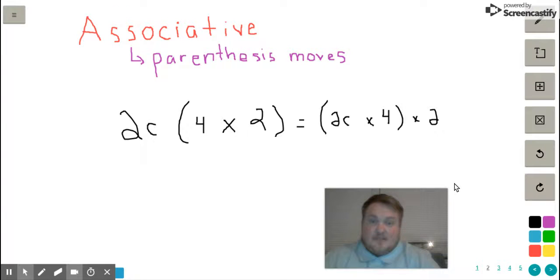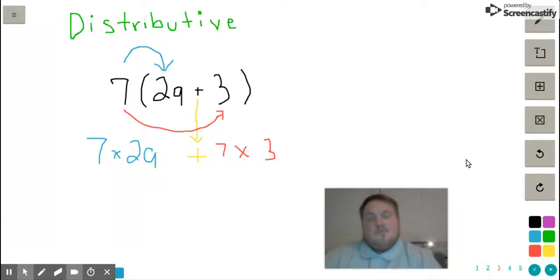The last property that you have to kind of memorize is distributive. And with the distributive property, the number that is on the outside, so this is a 7, is going to multiply each item, okay, within the parentheses. So 7 times 2q, bring that down, keep your sign, so it's a plus, and then 7 times 3, okay? I doubt you're going to be asked to solve the distributive property on your SOL, but you may be asked to identify it. So if you see something that looks like that, it's distributive.